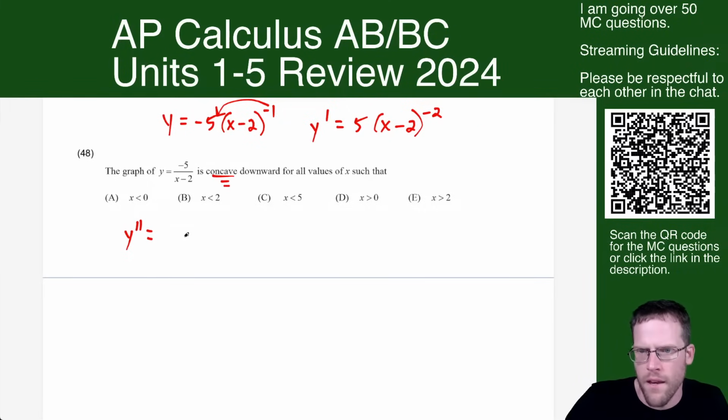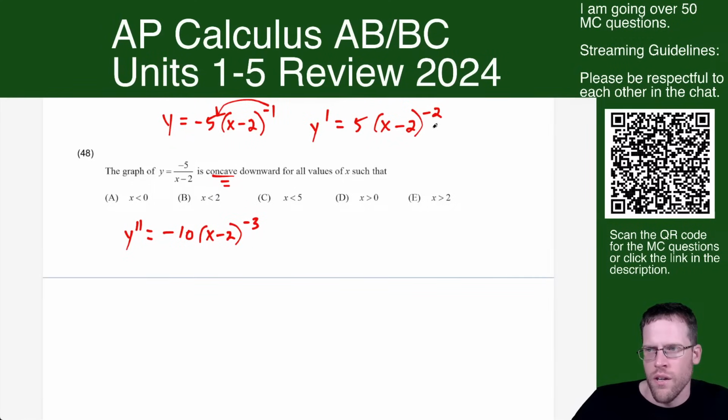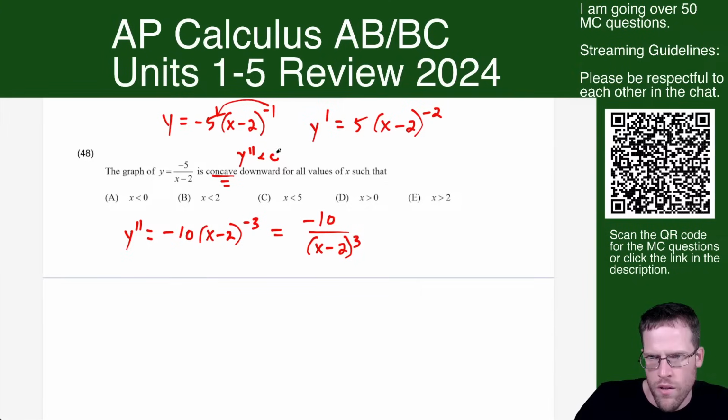I could say is -10(x - 2)^(-3), to the negative third power. And I don't have to use chain rule here because the derivative of the inside is 1. So it's not super necessary to include that times 1. So negative 2 times 5. All right, so this is our second derivative. And now we want to know concave downward is where y double prime is less than 0.